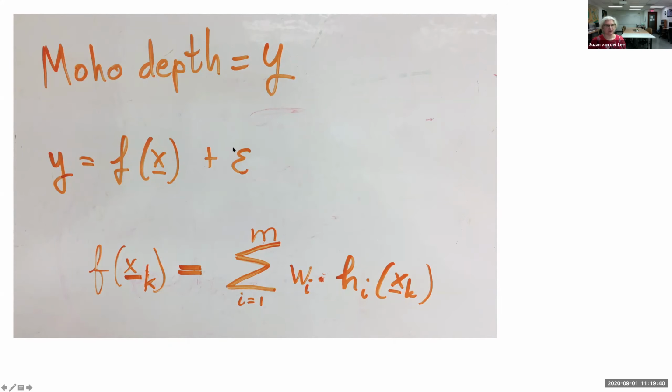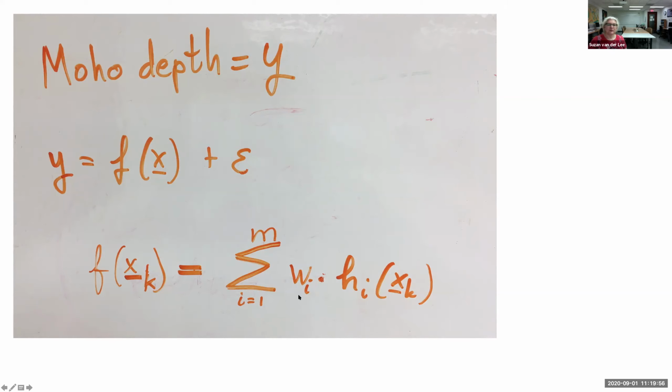And then there's some sort of estimation error that goes into these MOHO depth estimates. So we take this continuous function and we write it as a discrete sum over a set of basis functions times a weight.